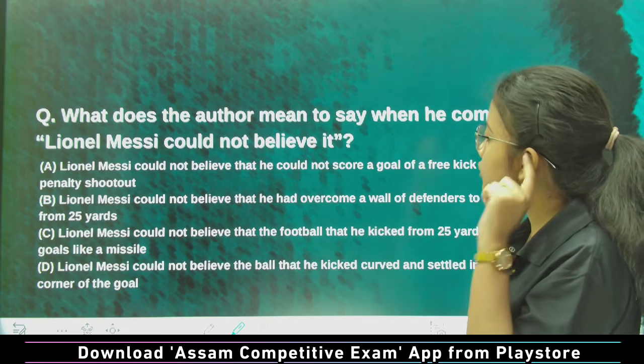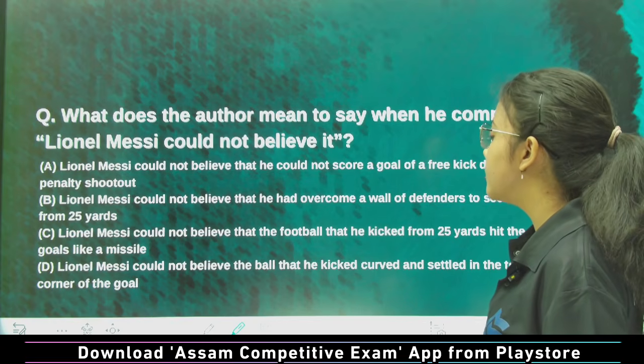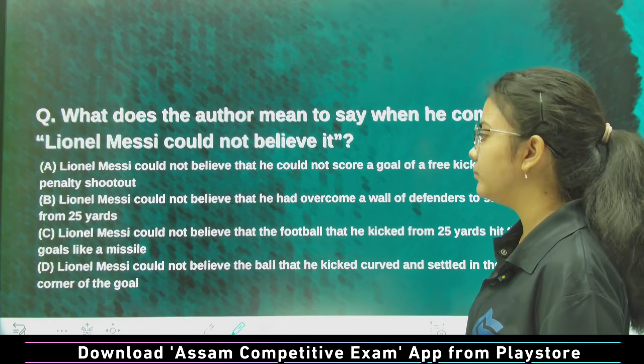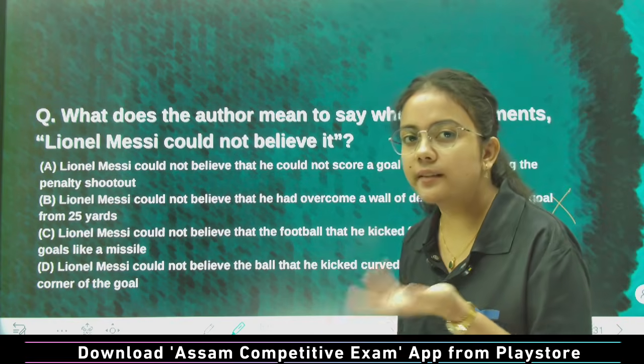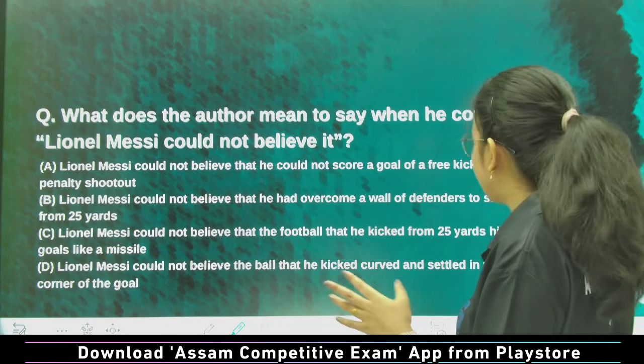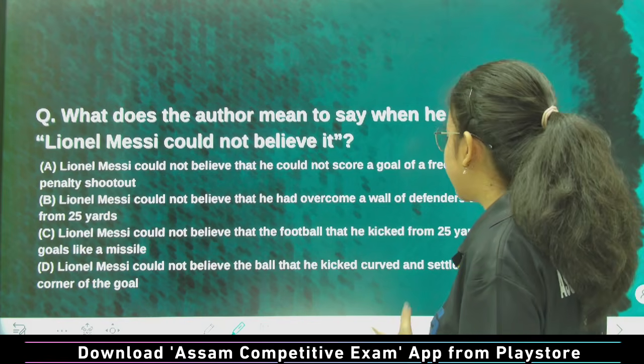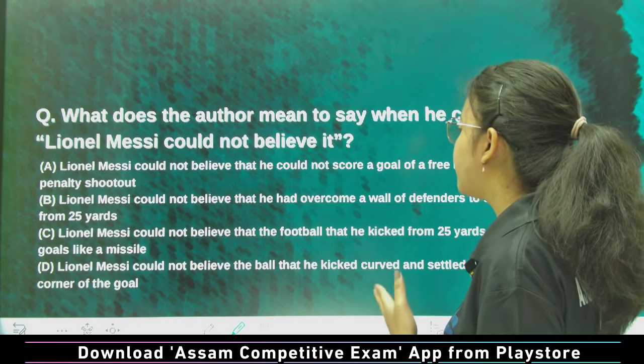C, Lionel Messi could not believe that the football that he kicked from 25 yards hit the goal like a missile. This happened against US. That was kind of normal from him, since he is a magnificent player, right? So C is wrong. D, Lionel Messi could not believe the ball that he kicked curved and settled in the top left corner of the goal.